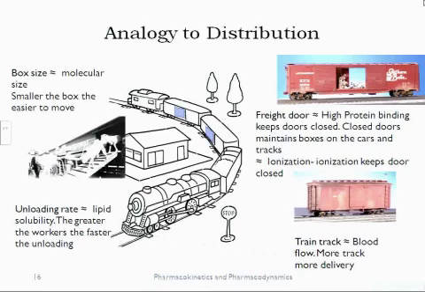The last concept is how fast you unload it. That has to do with how many workers you have available to transfer the boxes out of the freight car. The way I look at that is lipid solubility. If I have high lipid solubility, it means I have a lot of workers pulling the stuff out, so it takes place much more quickly. Break it down like that. It will stick in your mind better, and hopefully that will help you understand this material better.